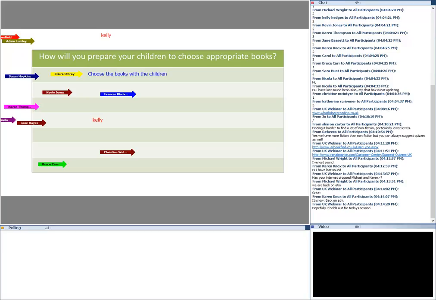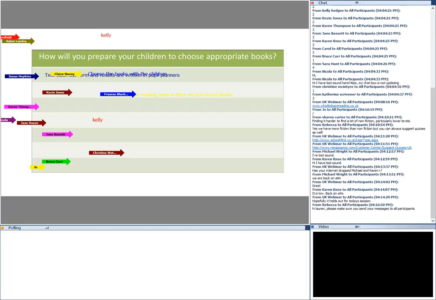So in Claire's school, they choose books for the children. So they take them with them and they help them guide themselves to a book. In Francis's, they have it all recorded in their record books. I'd say that's a really good idea, making sure that the children have their ZPD range written somewhere clearly. In one school I visited, this was actually velcroed into the back of their reading log so they could take it with them when picking a book.